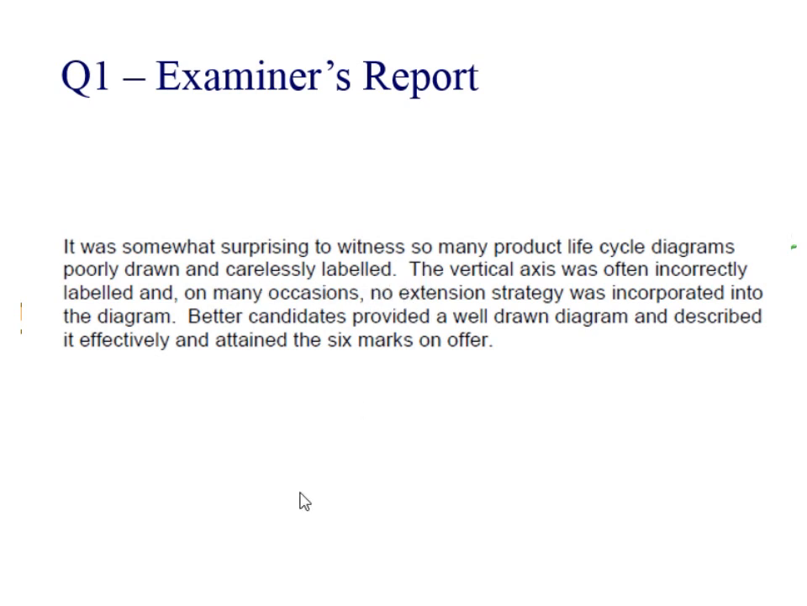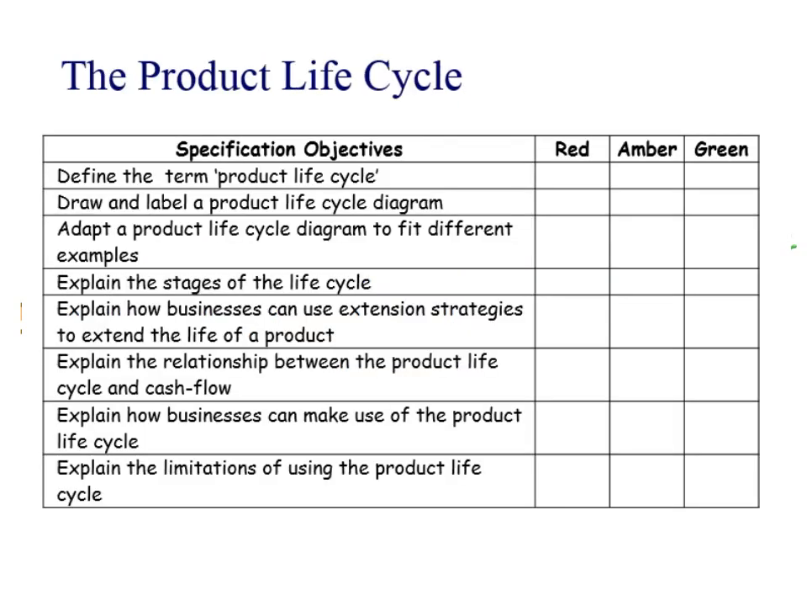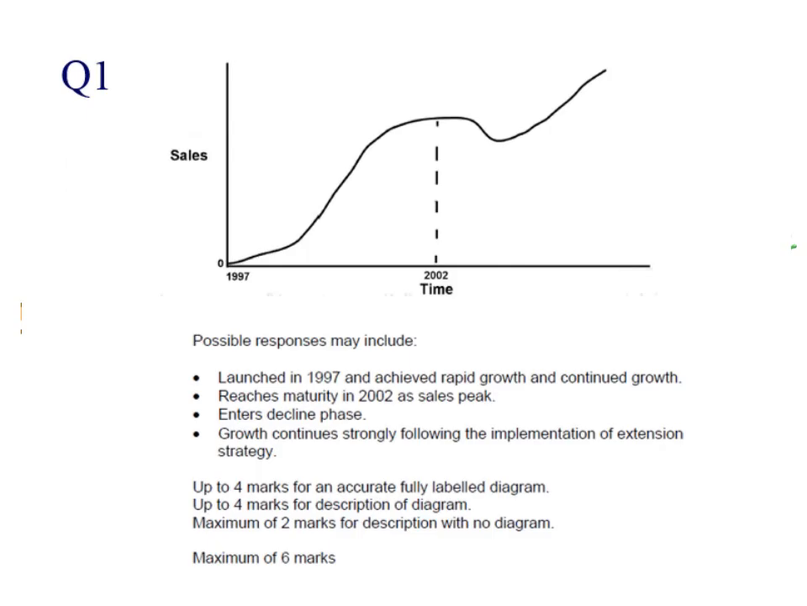That's very important. The vertical axis was often incorrectly labelled, and on many occasions no extension strategy was incorporated into the diagram. So make sure you can draw this diagram based on the information that they're giving you. So define what product life cycle is and be able to label and draw it with the different stages. This one hasn't shown the stages, but to be able to talk about what's happening, you do need to know what these different stages are, although this doesn't seem like it had any development stage because it starts with introduction there.